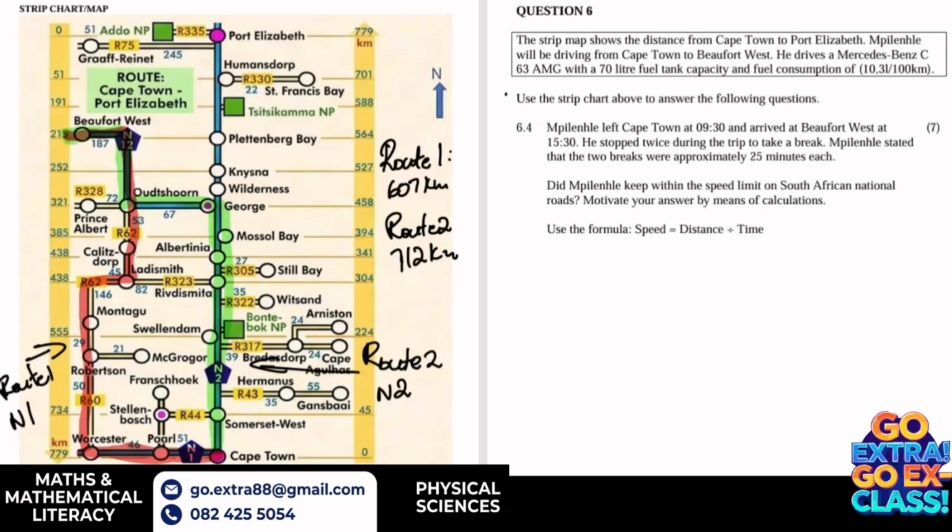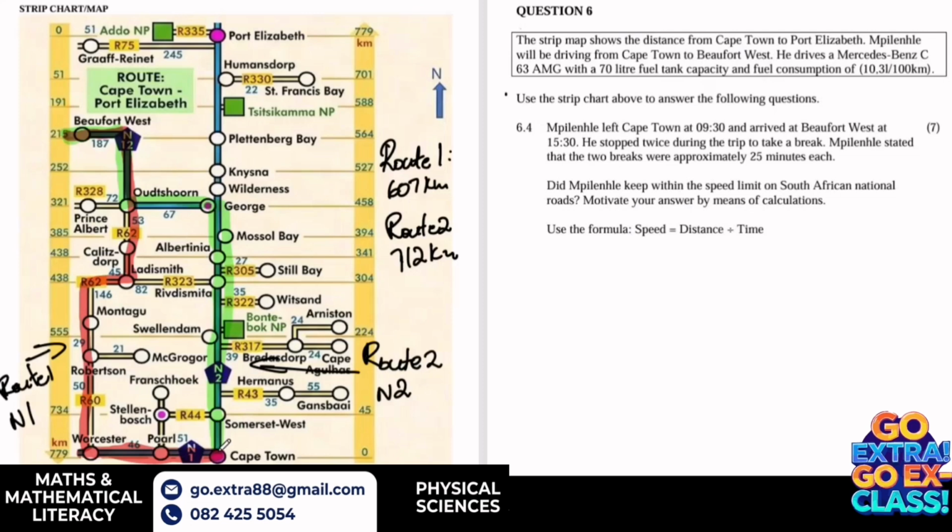Let's get into it one more time. Now, question number 6.4 from the previous question. Starting again from the top, it says the street map shows the distance from Cape Town to Port Elizabeth. Mpilenhle will be driving from Cape Town to Beaufort West. So we have identified two routes here from Cape Town to Beaufort West.